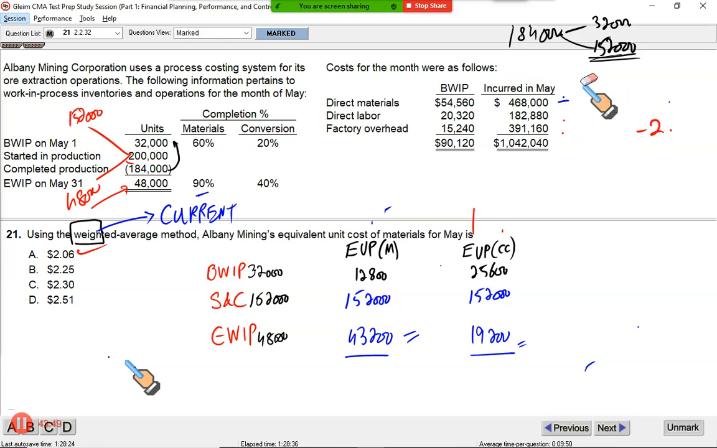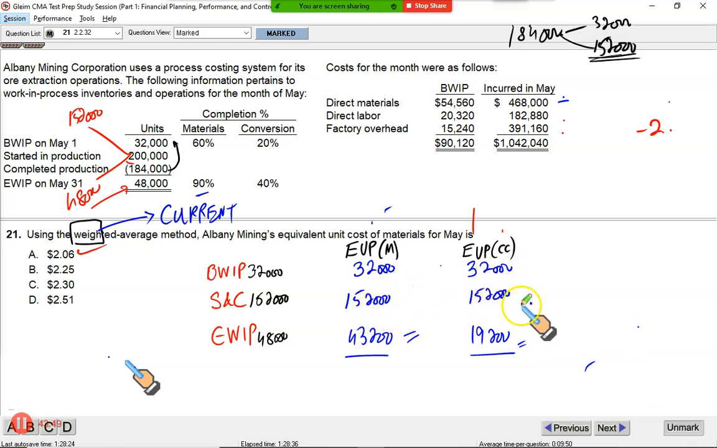Okay, all done. So what is the difference between weighted average and FIFO? Just look at this screen carefully. The difference is only in the beginning work in process. Because under the weighted average method, your beginning work in process is always 100%, 32,000. The rest of it is the same, no difference.